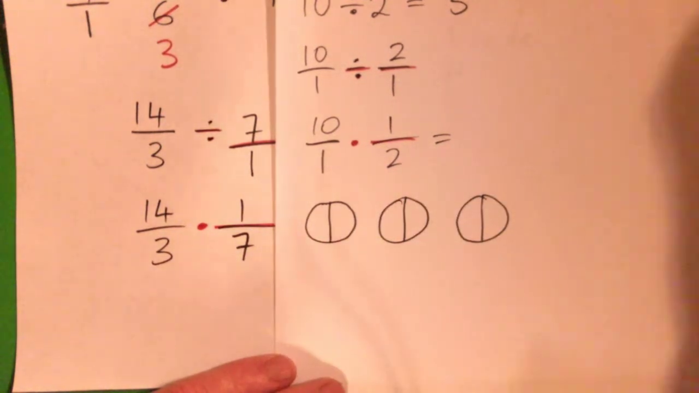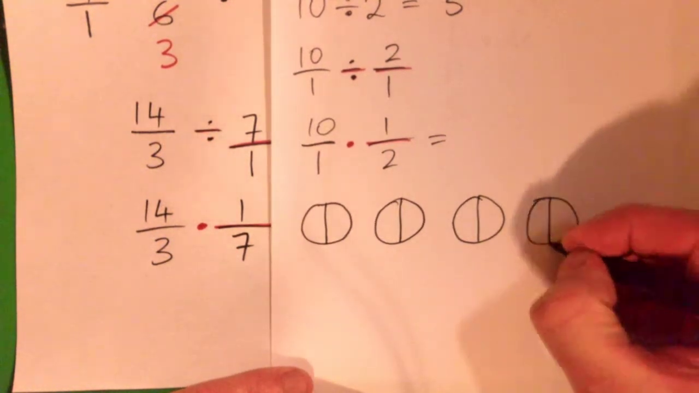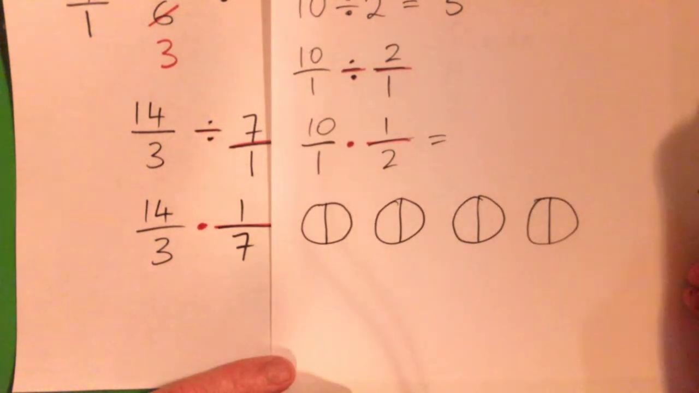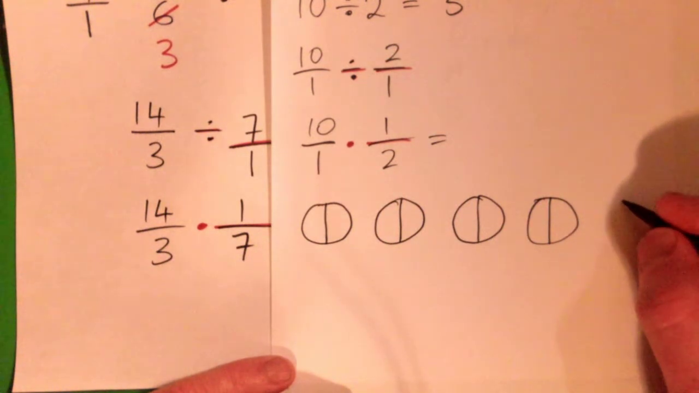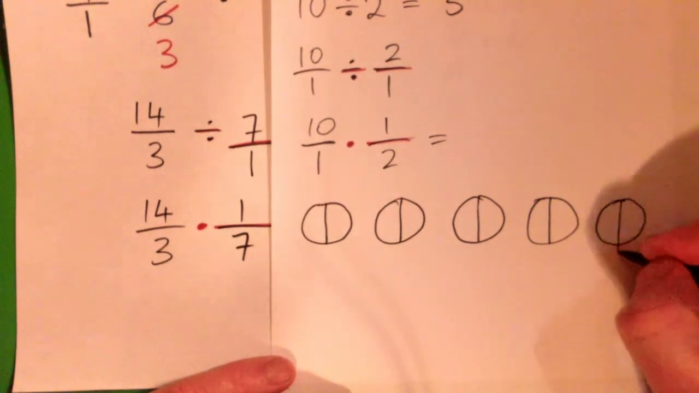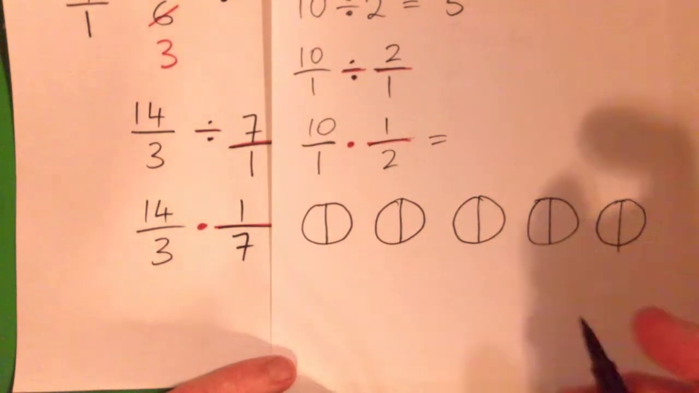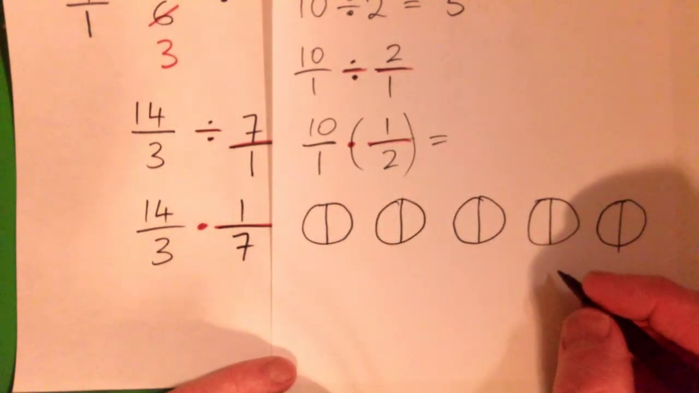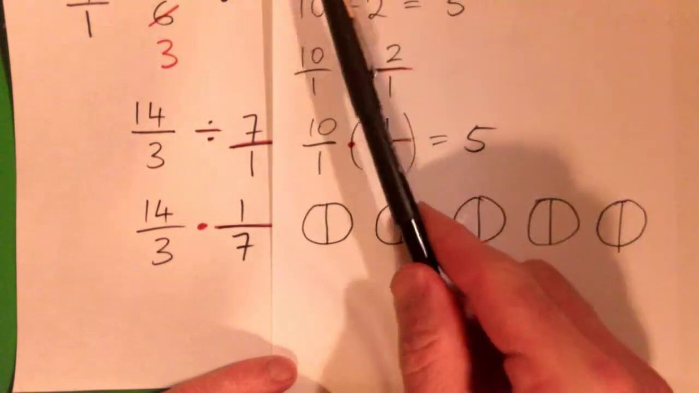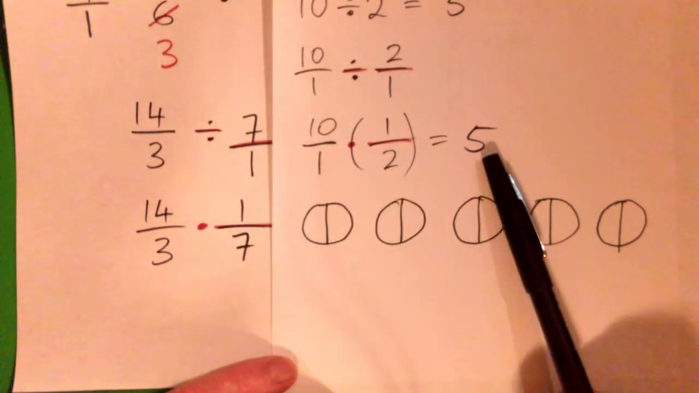Let's see. Now I've got how many halves? 8 halves. So 8 halves make what? 4. Now I've got how many halves? 10 halves. So 10 times a half equals what? 5. Okay, so 10 divided by 2 is equal to 5. And 10 times a half equals 5, right?